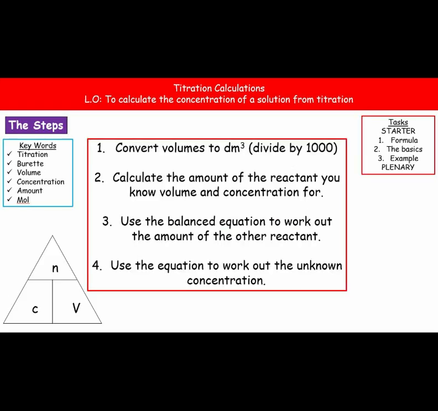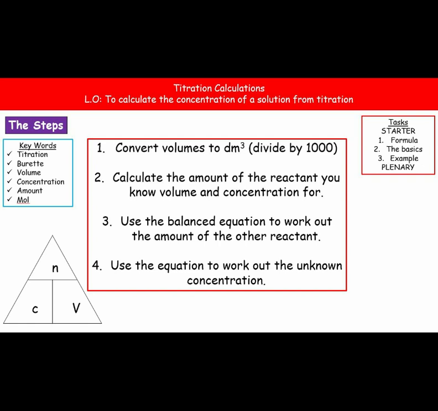So to help you out with learning those steps, here's a summary with the formula in the bottom corner for you as well. Step 1, convert your volumes to decimetres cubed. So if they're in centimetres cubed, we divide by 1,000. Step 2, calculate the amount of the reactant that we know both the volume and the concentration for, and we use our formula there. So to calculate the amount, it's concentration times the volume.